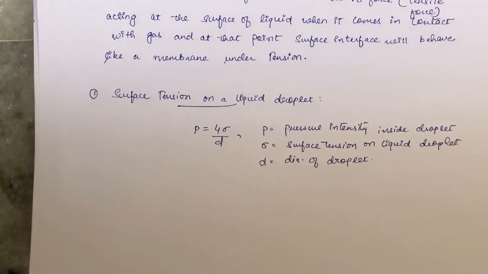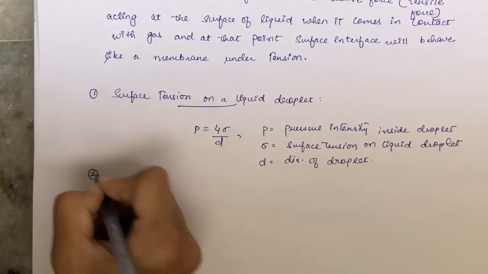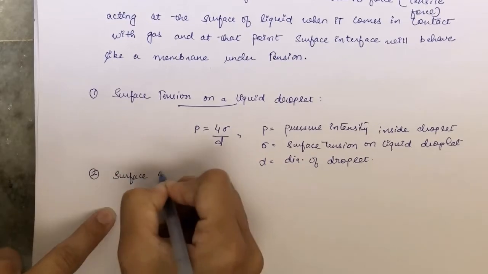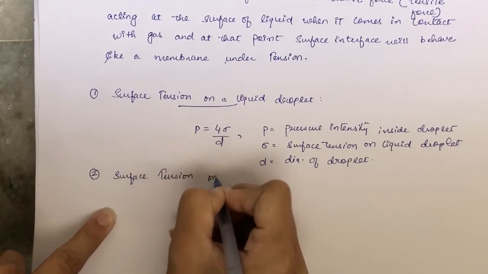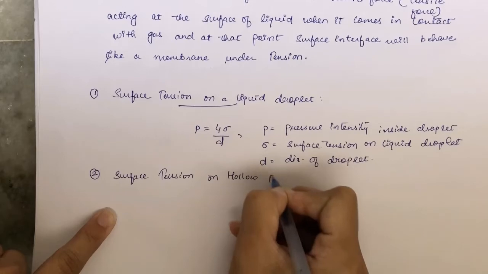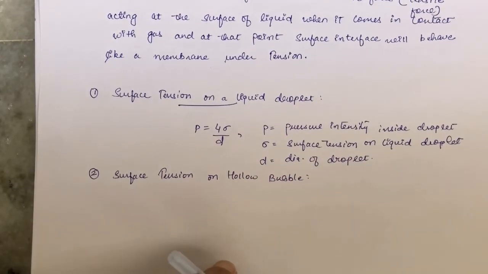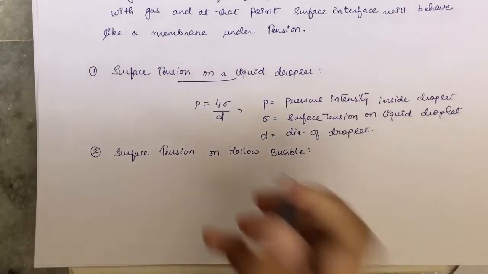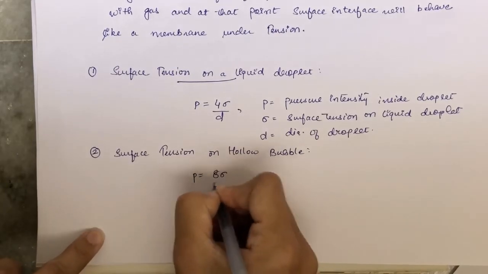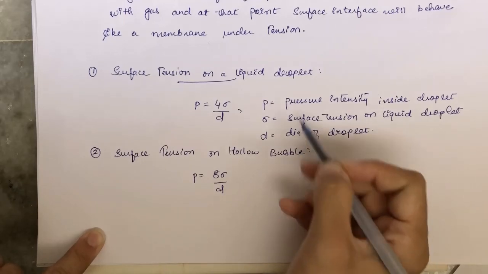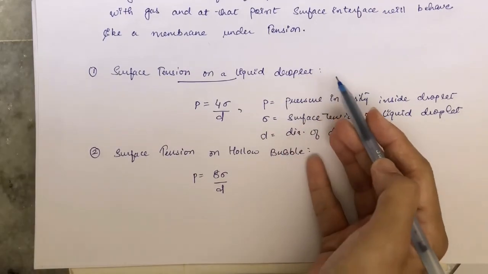So this is the formula of surface tension on a liquid droplet. Then the second one is surface tension on a hollow bubble. It stands for P is equal to 8 sigma by D. Again, the notations are the same in the case of a hollow bubble as they were in the case of a liquid droplet.